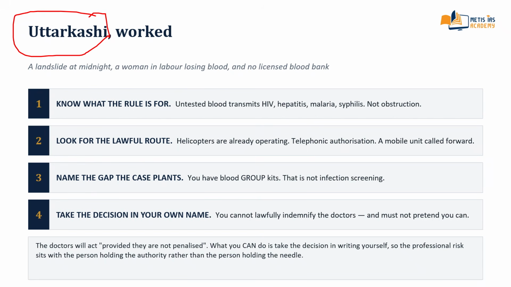So, what is the thing here? The governing insight. What is the governing insight? The exam is not testing whether you will break the rule. It is testing whether you know what the rule is for.